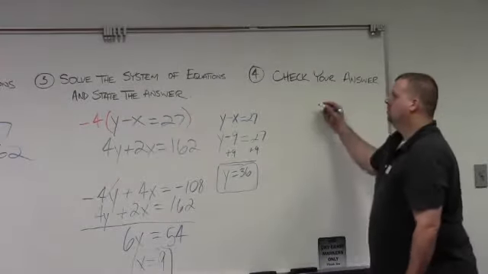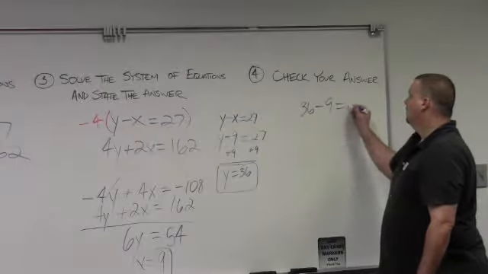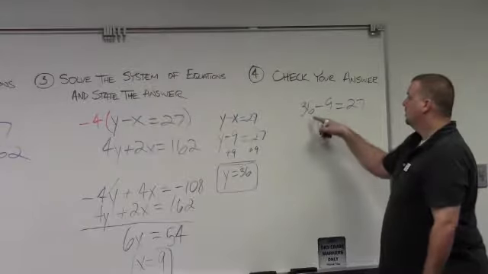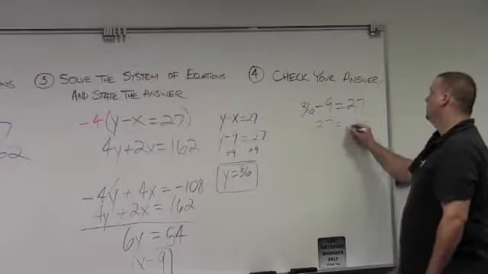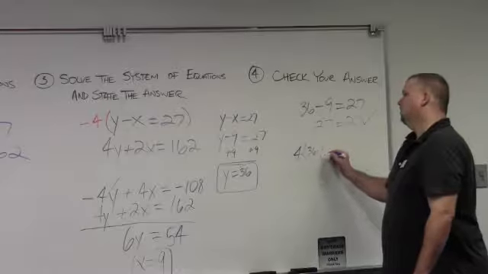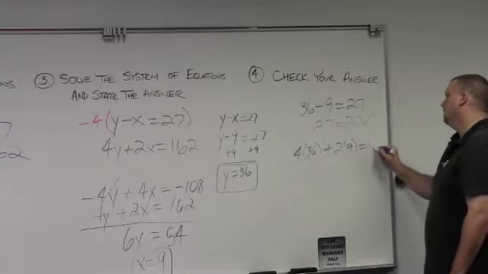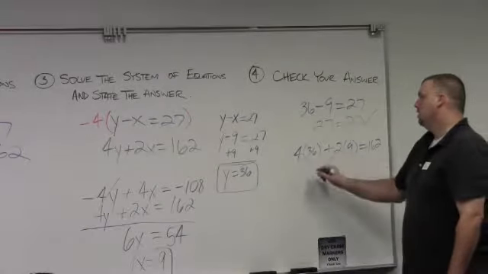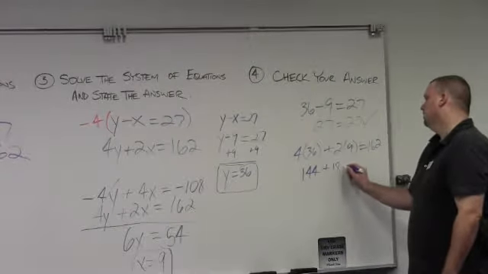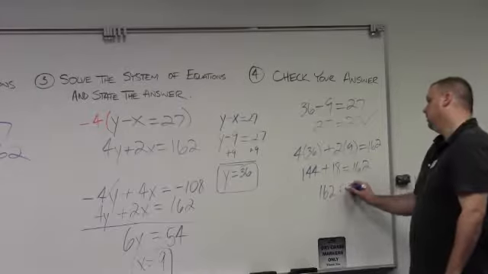So if we checked it, to make sure, y minus x equals 27. So 36 minus 9 needs to be equal to 27 for my first equation. Is that true? What's 36 minus 9? Yes. Yeah, 27. It checks out. The other one, 4 times 36 plus 2 times 9 should add up to 162. 4 times 36 is 144. 2 times 9 is 18. 144 plus 18 is 162.